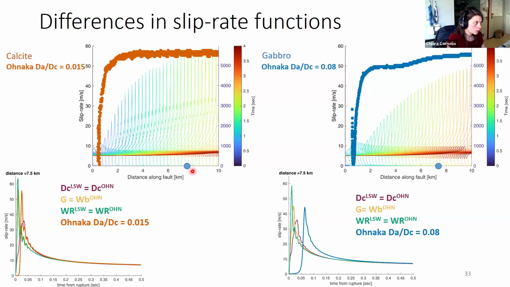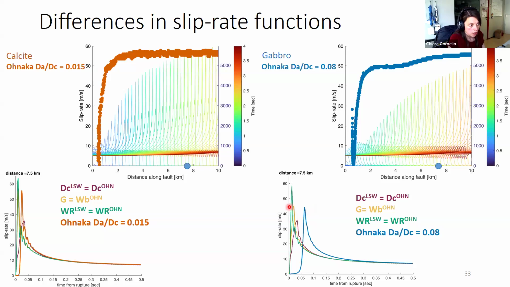So if we look at what is happening, for example, at 7.5 kilometers from the nucleation point, and we compare the slip rate function between the Ohnaka friction law and the linear slip weakening one, what we can see again, but better to look at here on gabbro, is this long acceleration phase. The presence of dA is producing this long acceleration phase that we don't have in the case of the linear slip weakening law.